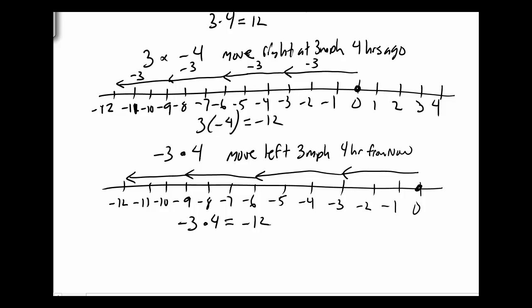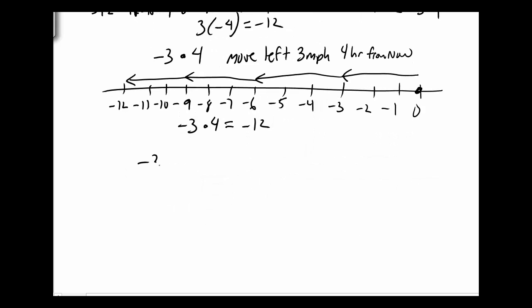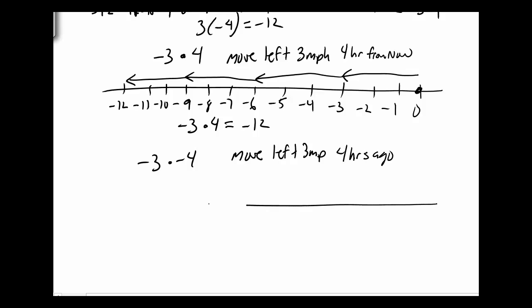Okay, let's do one more. Let's do negative 3 times negative 4, which we're going to translate to mean we're going to move left at 3 miles per hour, but I want 4 hours ago. Okay, again, let me pause it so I can create the number line.